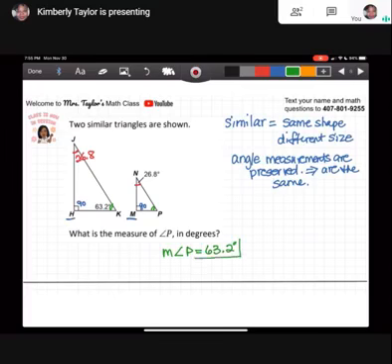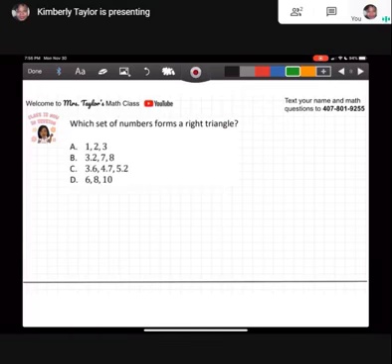And that's it. I know a lot of people don't like geometry, but I actually like it. I think it's easier than algebra. But that's just me. My personal preference.